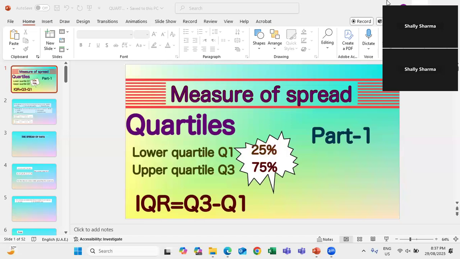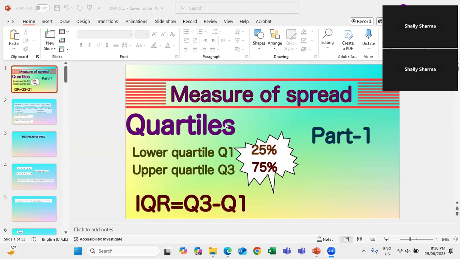Hello everyone. In this session, we are going to discuss a very important topic from statistics. Here we are going to discuss the topic measure of spread. So we will be learning what the meaning of measure of spread is.